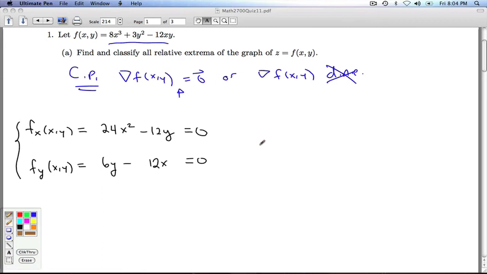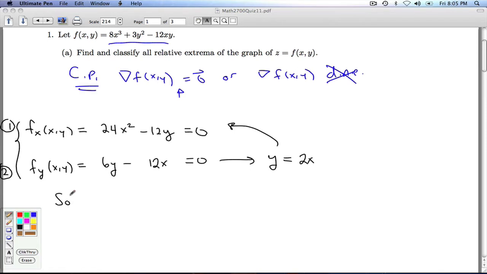So we pick one of these to solve, plug it into the other. This one actually we could use elimination on, but I'd rather just do it this way. I'm going to label this one equation 1 and equation 2. So I'm going to solve equation 2. I can solve that for y rather easily. Bring the 12x over, divide by 6. y is equal to 2x. Substitute that back into 1.